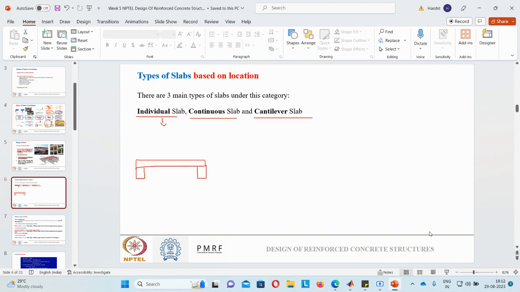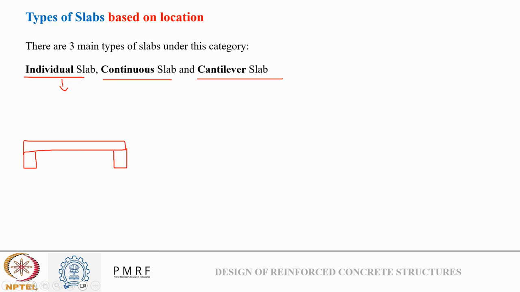Okay, so first we are talking about individual slabs. These are nothing but simply supported slabs on which the load is acting, and they will tend to deflect in this manner, in which we have maximum deflection in between and they will be fixed at the end. So some load will be acting on the top, it will cause deflection in between.